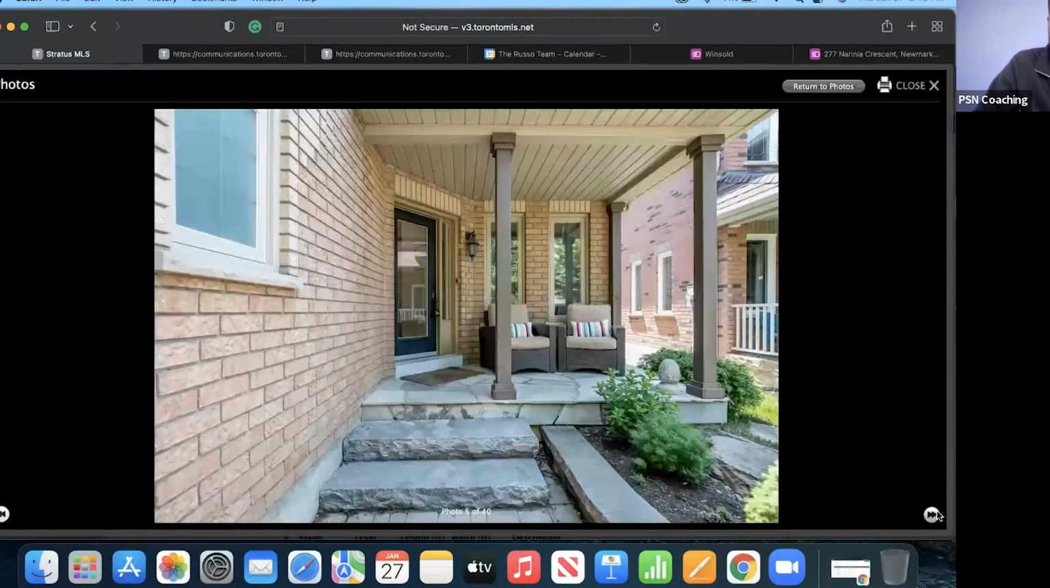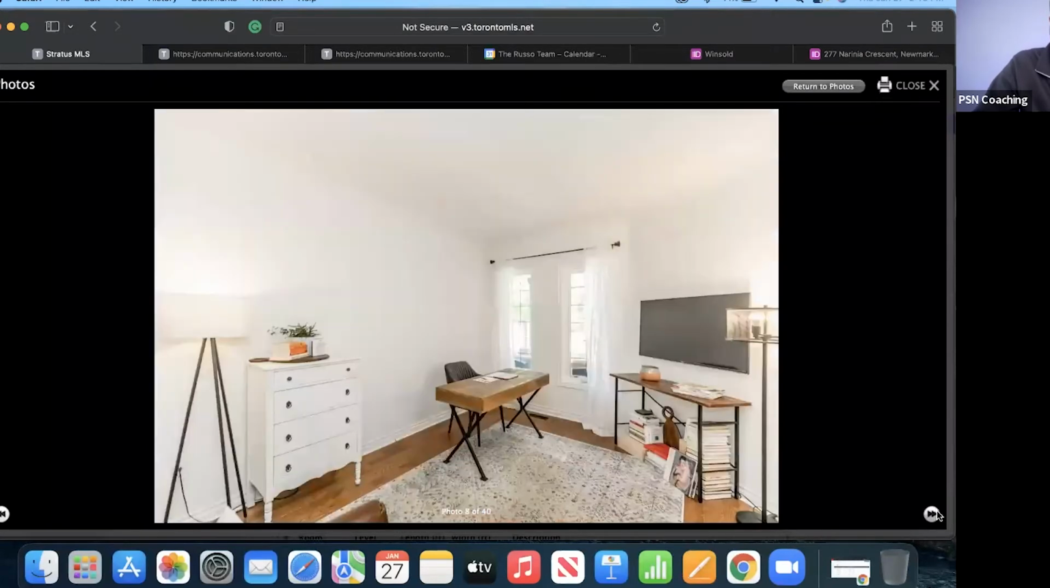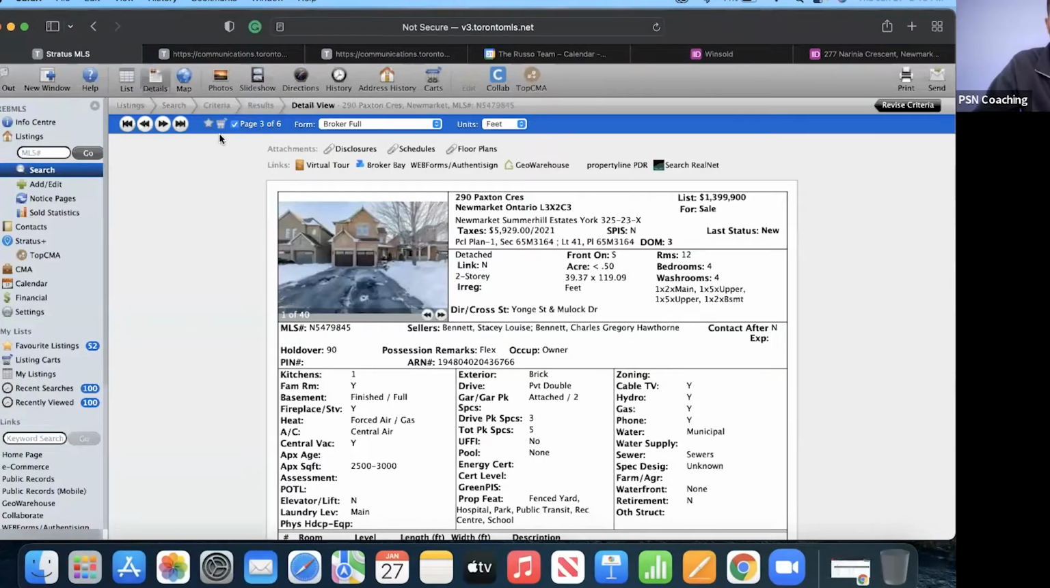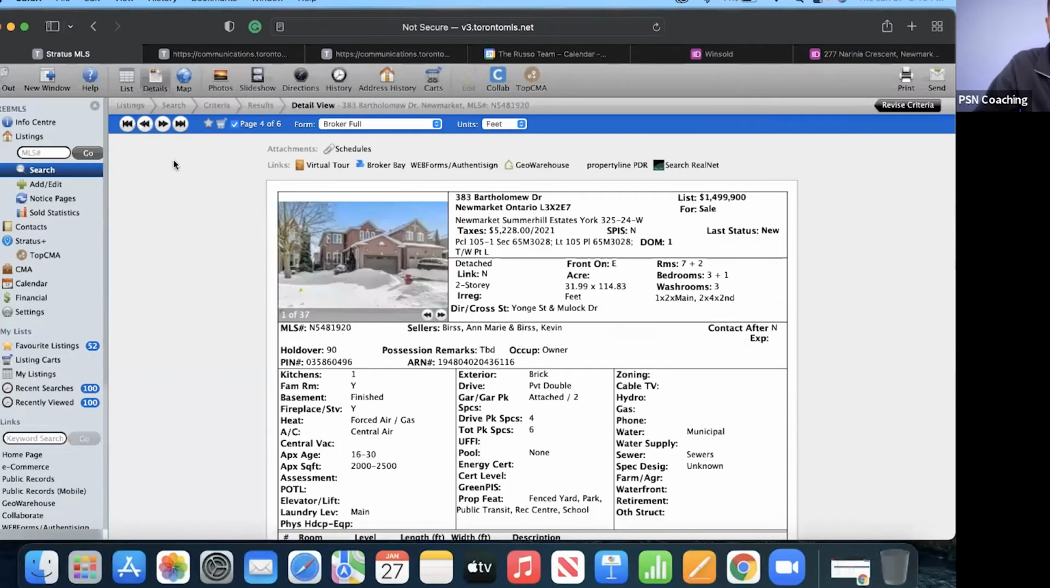These guys have photos from the spring and the fall. Very beautiful home. Again, detached home. Looks like it's done up nicely. Great. This is a comparable property. I'm going to keep that there.